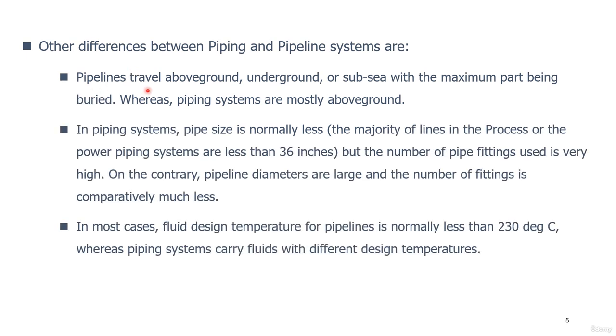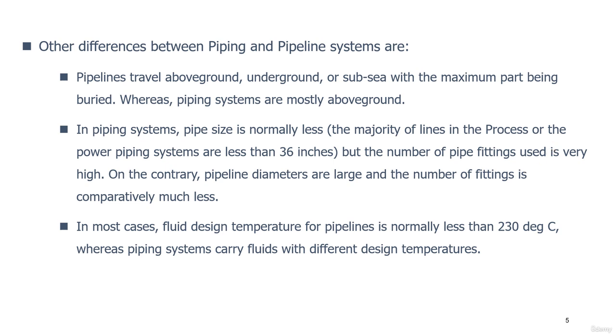Next, pipelines travel above ground, underground, or subsea, with the maximum part being buried. So, in general, the maximum part of the pipeline system is underground or buried, whereas piping systems are mostly above ground. In piping systems, pipe size is normally less. The majority of lines in process or power piping systems are less than 36 inches, but the number of pipe fittings used is very high.